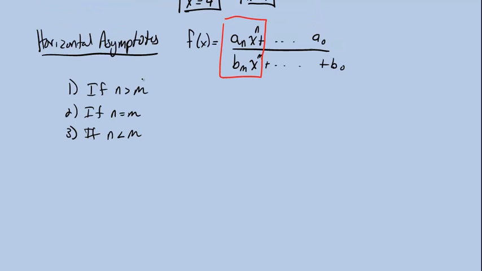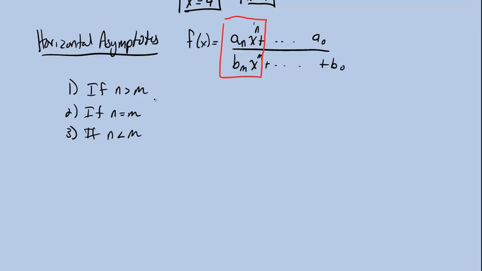So if your numerator degree, n, is greater than your denominator degree, m, then I call this top heavy. Top heavy, n is greater than m. If they are equal, I just call the degrees equal. And if n is less than m, that means the degree in the denominator is larger, so now we call this bottom heavy.